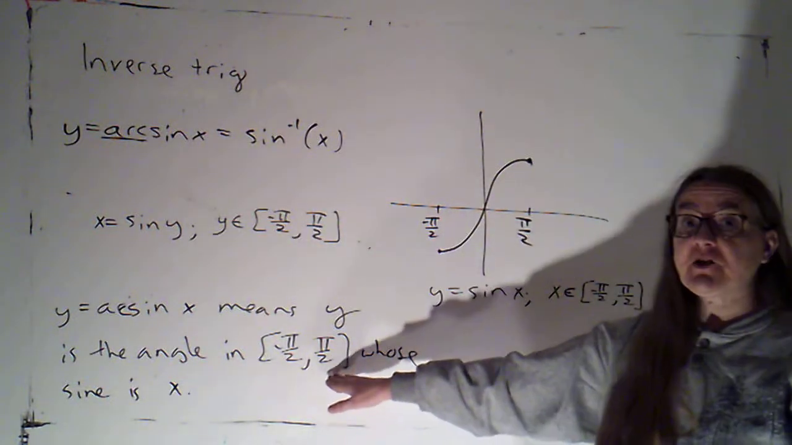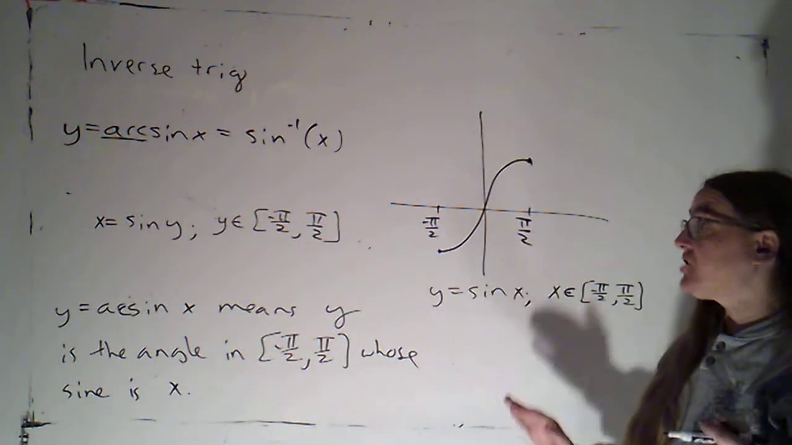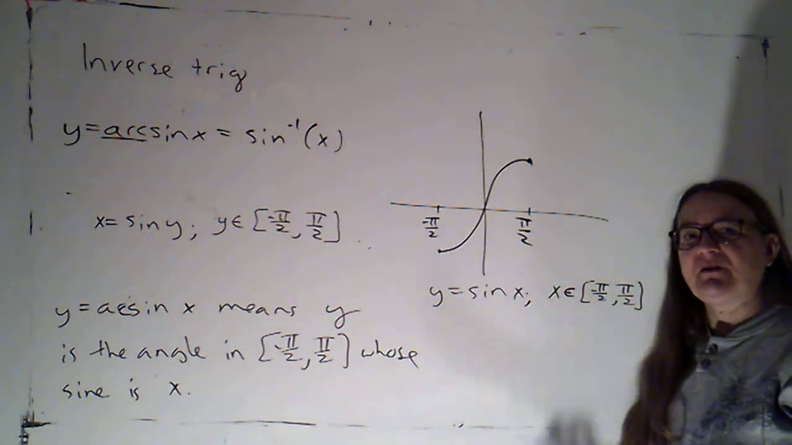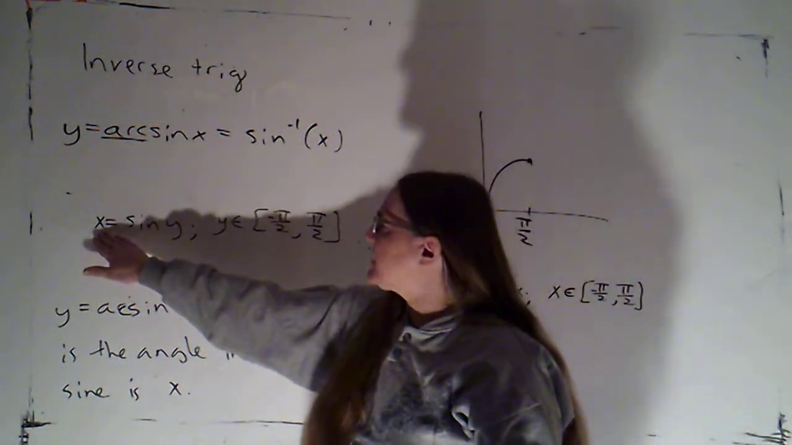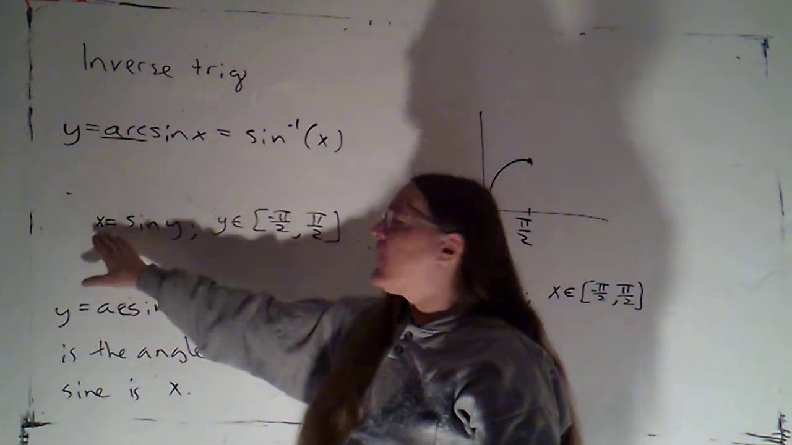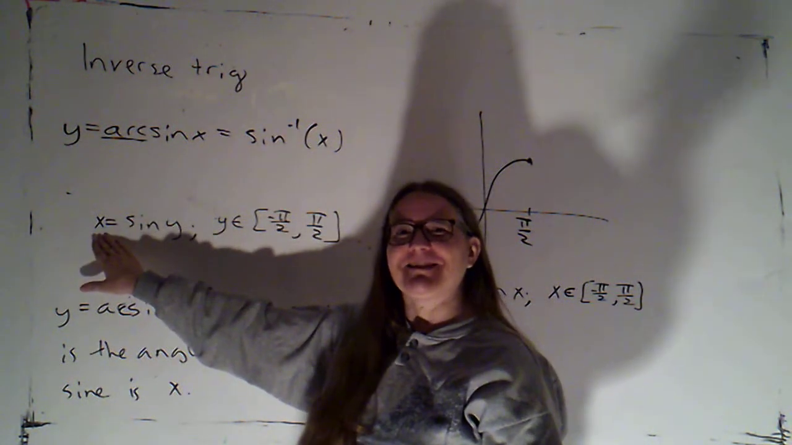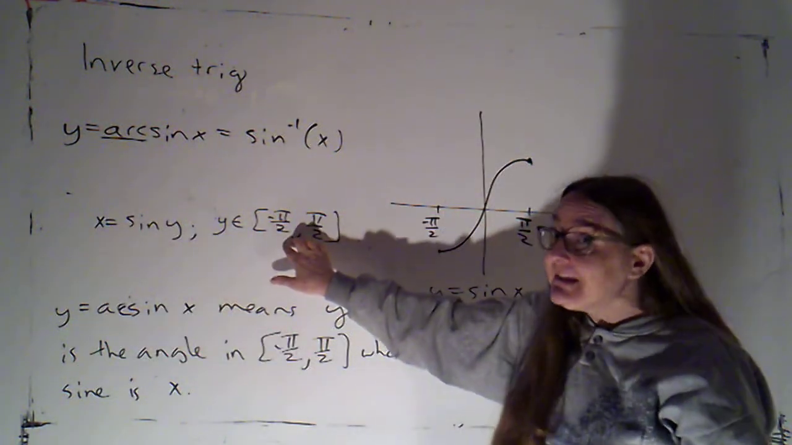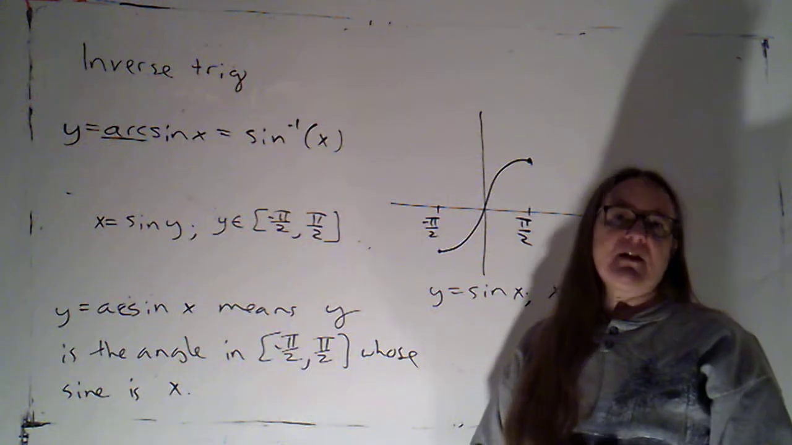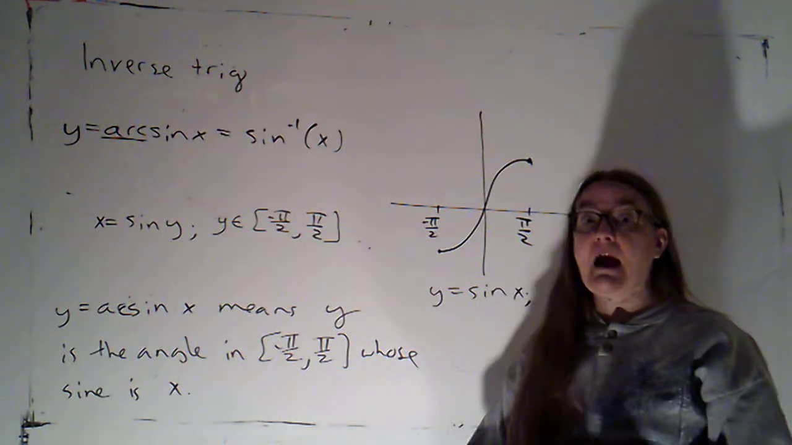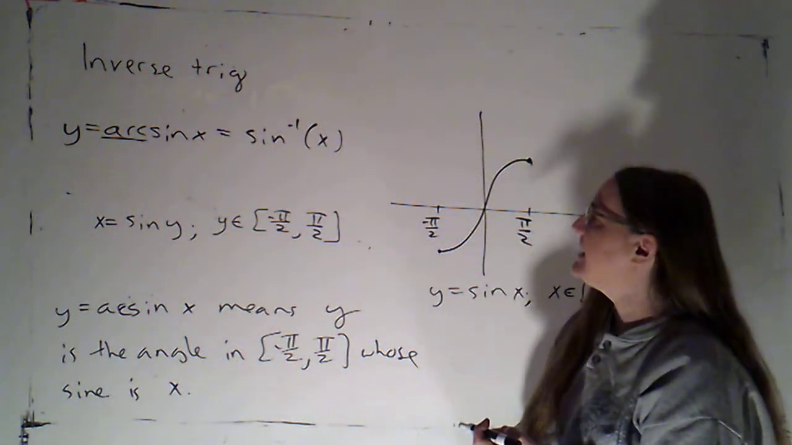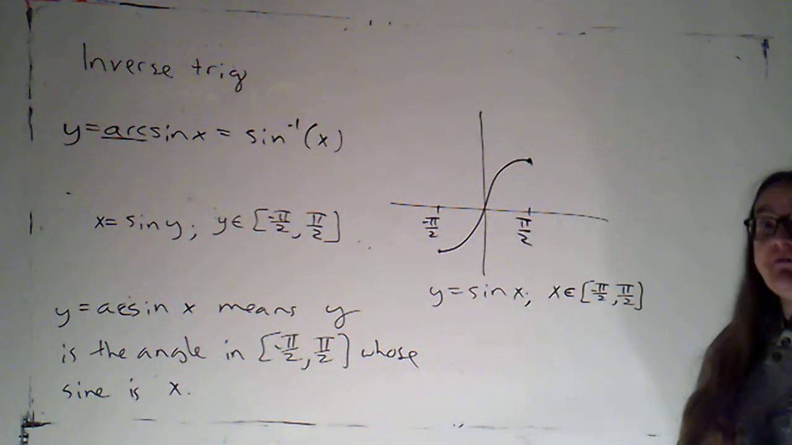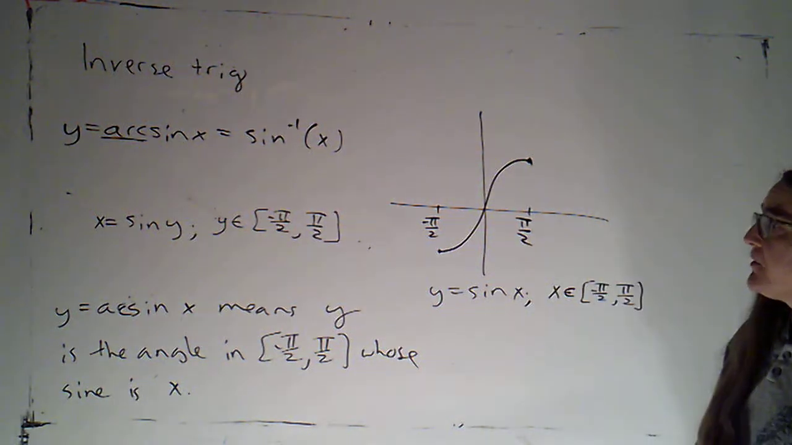And it's that restriction that makes this a function. If I just said y is the angle whose sine is x, it wouldn't be a function, because let's say x was 1/2. Sine of y equals 1/2 has infinitely many solutions. But sine of y equals 1/2 in this interval only has one solution. So that gives us a unique output for each input. Okay. All right. So that's how we define arcsine. That's a very quick run through of that.